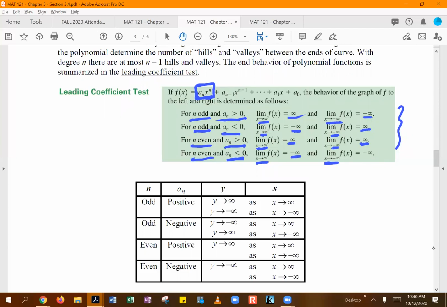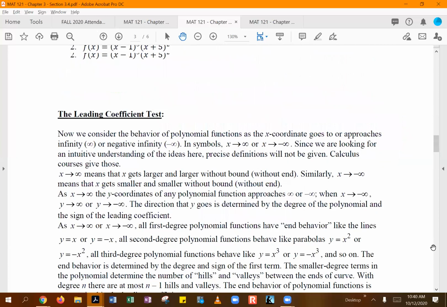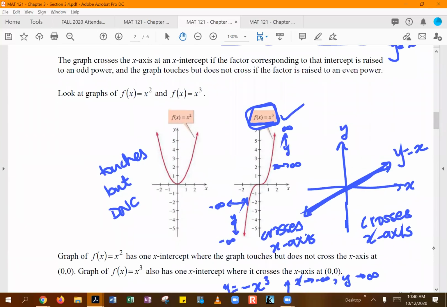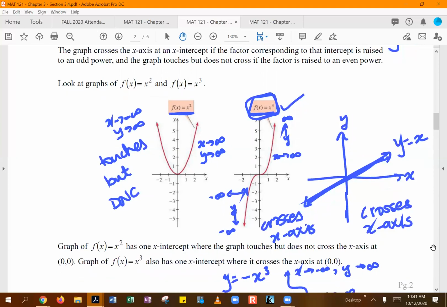As x goes to negative infinity, your y also goes to negative infinity. So for this third and fourth case, you can actually think of a parabola. This is a parabola with an even exponent and positive coefficient. In this case, as x goes to positive infinity, your y is going up. So y is going to positive infinity on the left-hand side. As x goes to negative infinity, your y is still headed up to positive infinity.